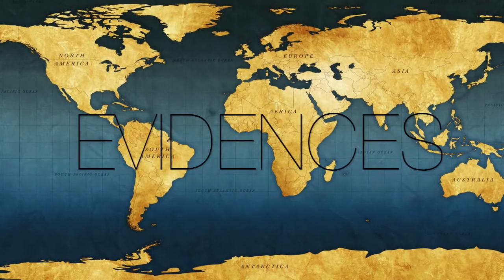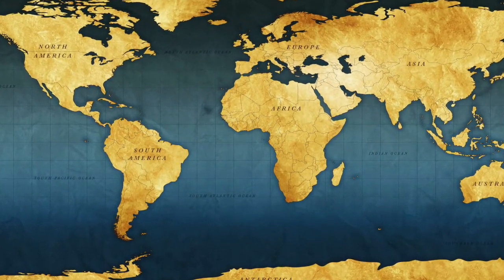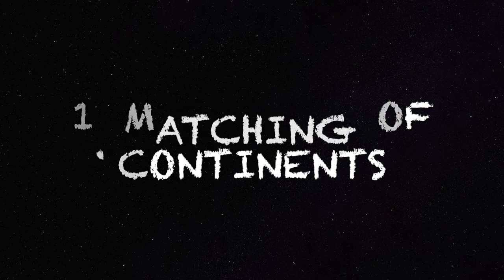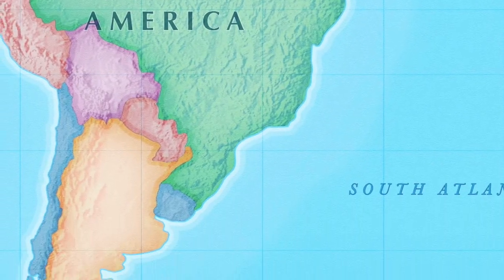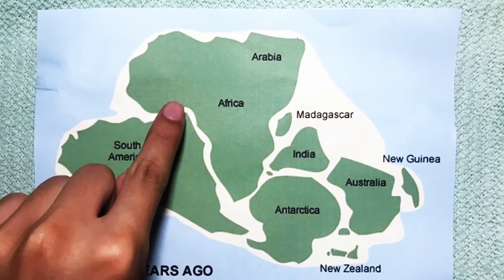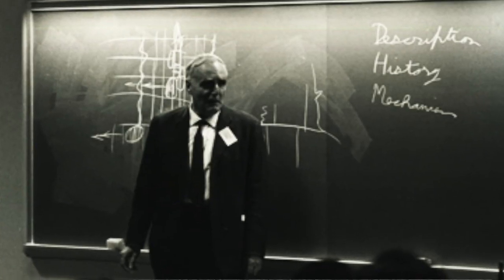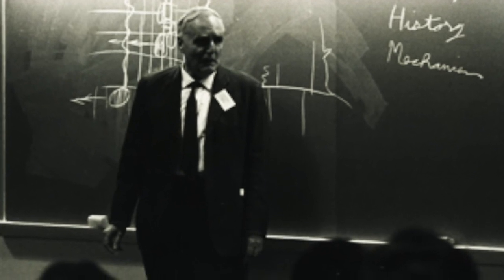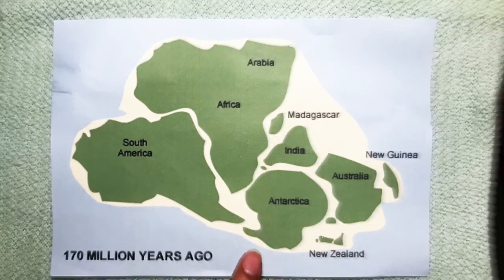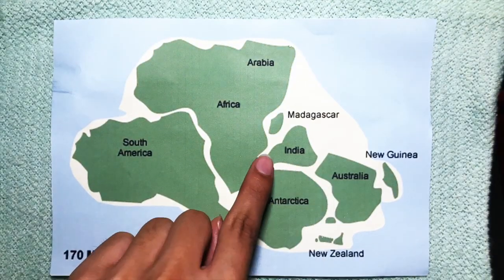Here are the evidences supporting the continental drift theory. Number 1. The matching of continents. The coastlines of South America and Africa fronting each other have a remarkable and unique match. In 1964, Bullard created a map using a computer program to find the right fit of the Atlantic margin, and it proved to be quite accurate.